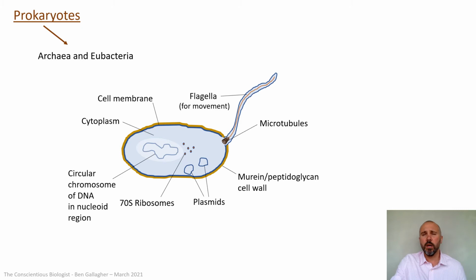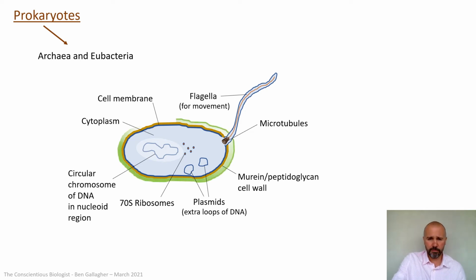Okay. A lot of bacteria also have plasmids. Those are just extra loops of DNA, kind of like mini circular chromosomes. You might remember talking about those at GCSE when we talked about genetic engineering, because you can modify plasmids within bacteria to get them to make gene products like insulin.